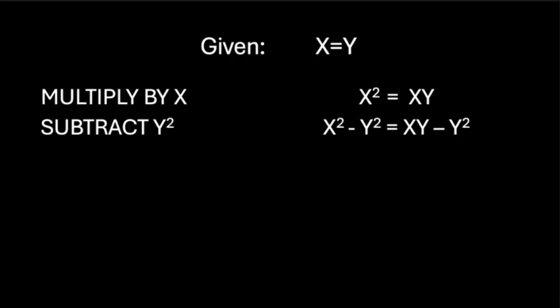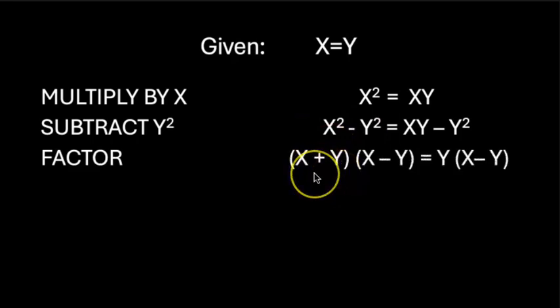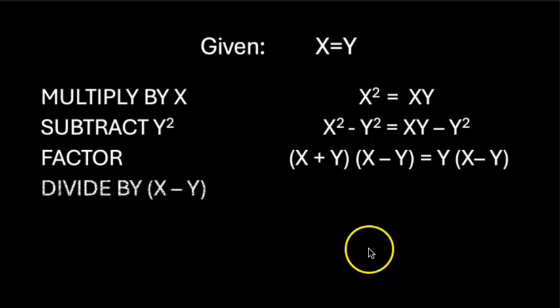This step is where people start kind of complaining because there are some things they don't remember about factoring. If we're going to factor the difference of squares, and you don't remember it, you're just going to have to trust me on this, and you can look it up. But x squared minus y squared factors to x plus y times x minus y. And all we're going to do here is factor a y out of this side of the equation, which leaves us with x minus y. And then we're going to divide both sides by x minus y just to kind of clean this up.